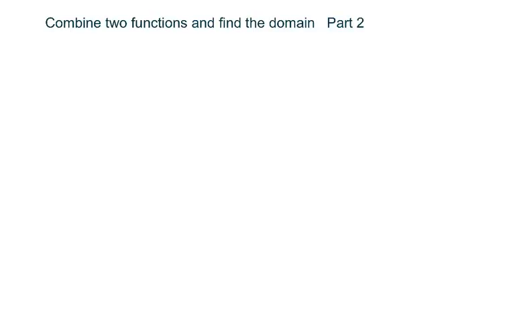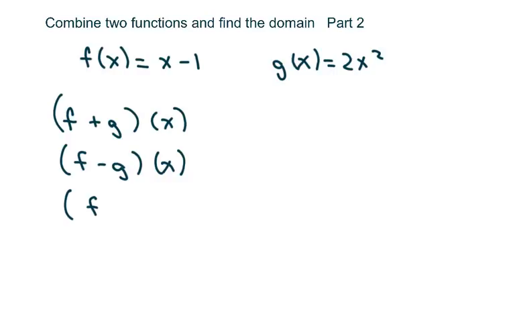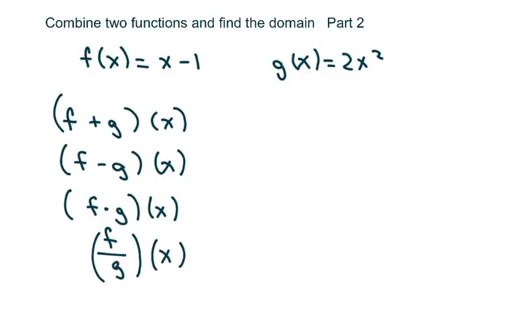Hi everyone, we're going to combine two functions, f of x equals x minus 1 and g of x equals 2x squared, and we're going to combine them by finding f plus g of x, f minus g of x, f times g of x, and f divided by g of x. This is going to be our first problem, and then we're going to do one more. The main thing that you need to know is how to find the domain, because I think the rest is pretty easy.